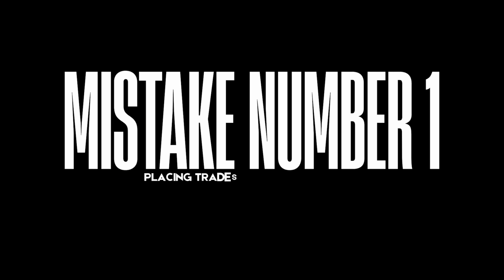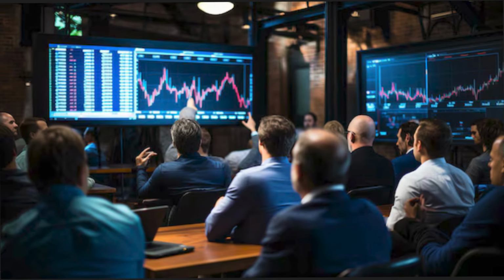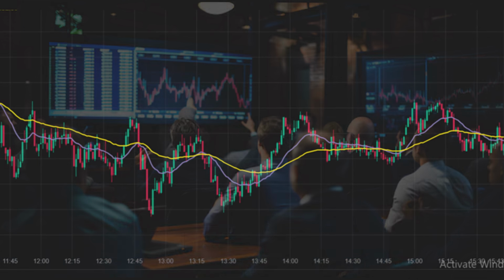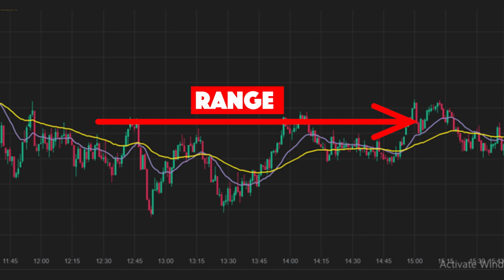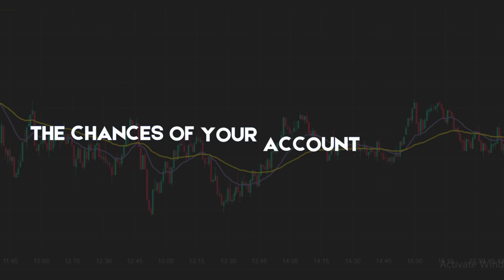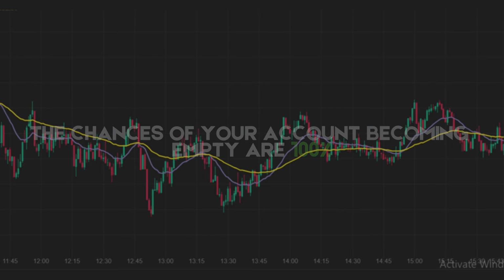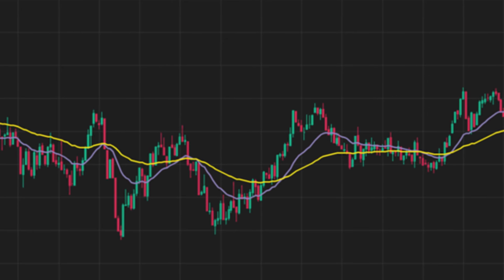Mistake number 1. Placing trades in a choppy market. I get it. For most traders, the crossover strategy is just buy and sell signals. But in a choppy market like this, you must not use the crossover strategy. Because here, in a ranging market, the lines keep crossing back and forth, generating signal after signal. But the price is just bouncing within a range. Every crossover you try to trade will lose you money. If you blindly follow this strategy with your eyes closed, the chances of your account becoming empty are 100%. The crossover strategy doesn't work in ranging markets, and markets spend roughly 70% of their time ranging. That's why you need to identify trending markets first.